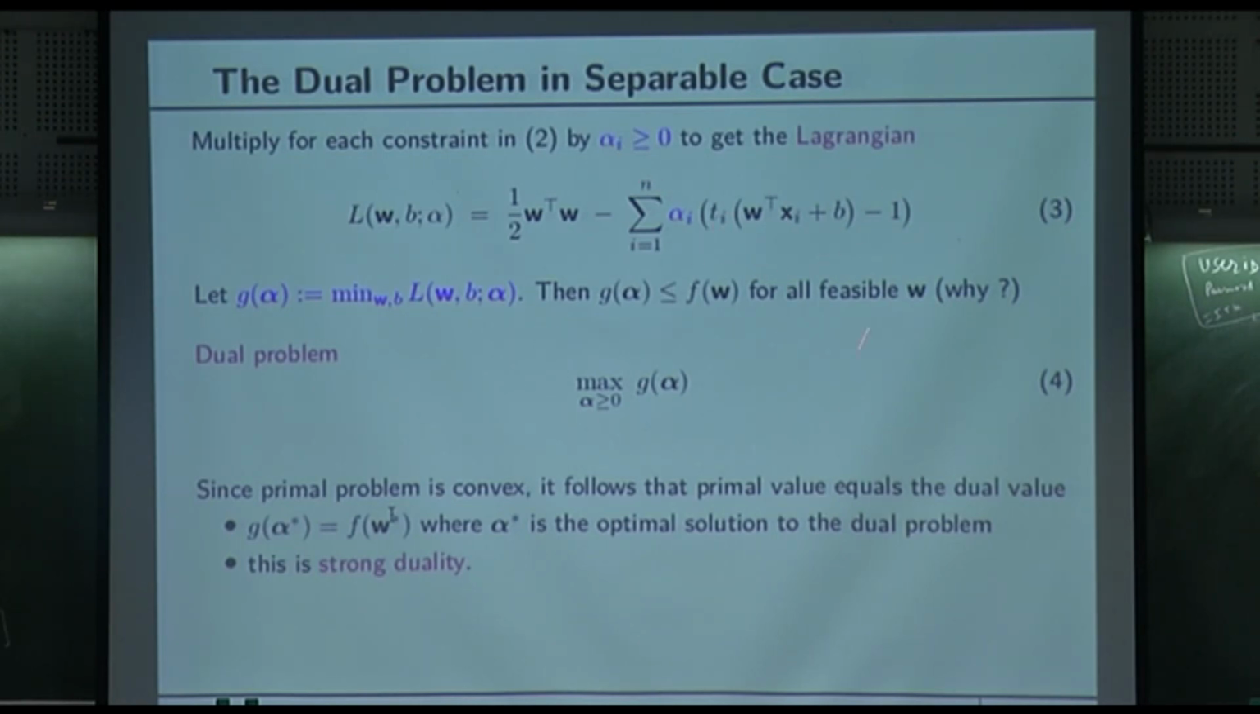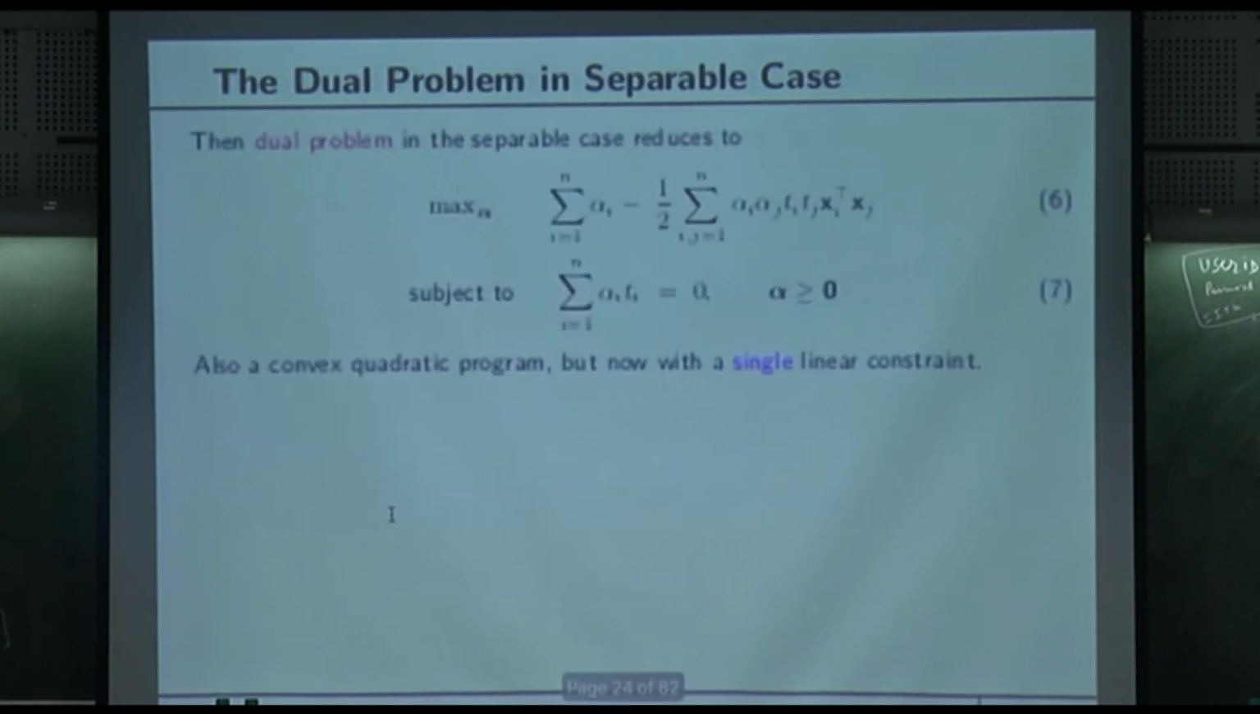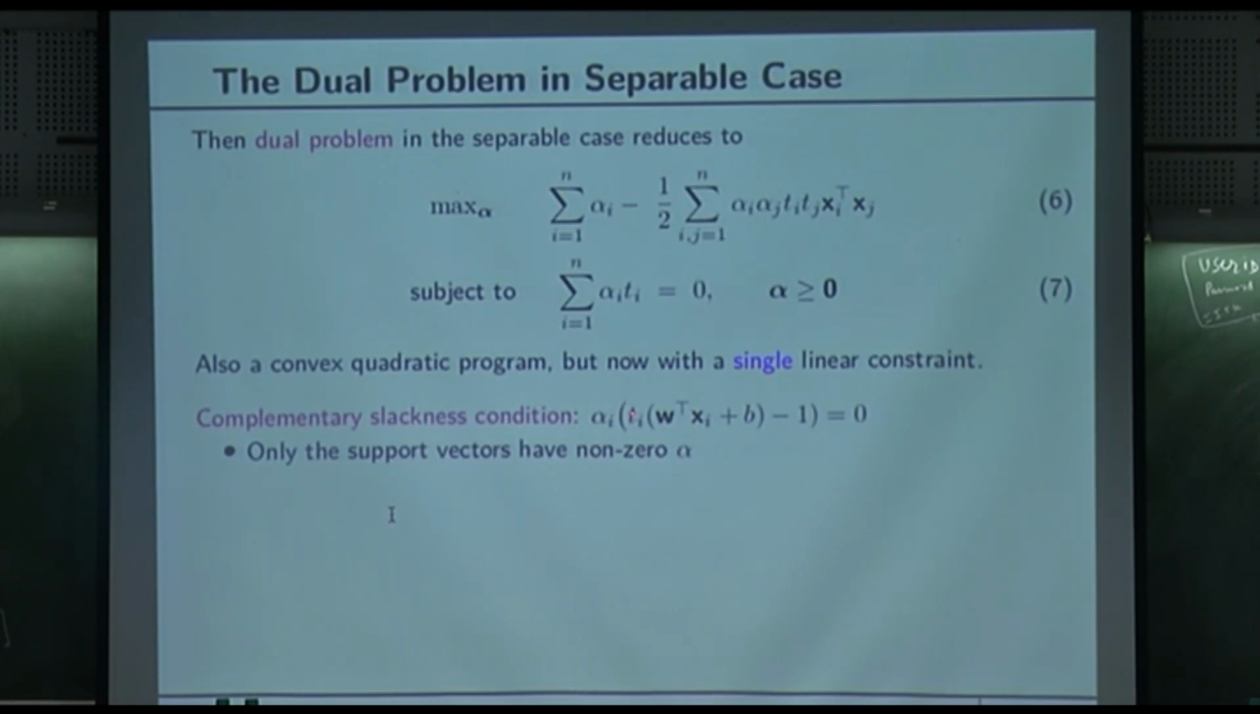So if this summation has to be equal to 0, then individually each of these terms must be equal to 0, which says that alpha I times this quantity in the parenthesis, ti (w transpose xi plus b) minus 1, must be equal to 0. So alpha I can be non-zero only if this bracket is equal to 0. What does that mean? It means that only for those points that fall exactly on the two hyperplanes is alpha I non-zero.